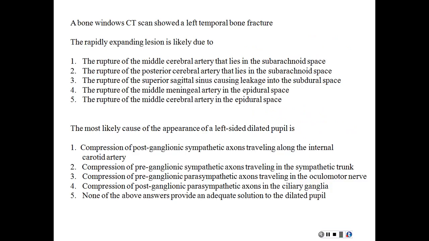So we have to recognize the fact that something that's growing fast must be due to a pretty serious leak of blood, right? A fast leak of blood. So of these, this rapidly expanding lesion, which do you think it is? Is it due to a rupture of the middle cerebral, the posterior cerebral, superior sagittal sinus, middle meningeal, or middle cerebral? So middle cerebral is there twice, so we better be very careful. Does anybody have an idea about this one?